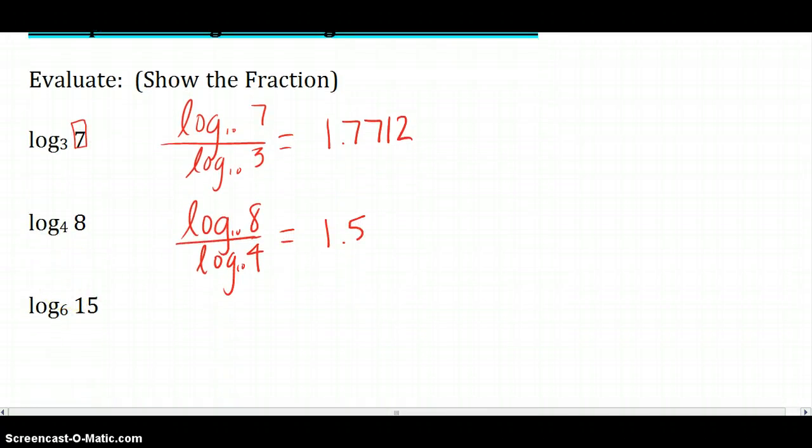So I want you to do the last one in your calculator, or if you don't have a calculator, wait till you get to class, do it in the calculator, and we'll talk about what you get.